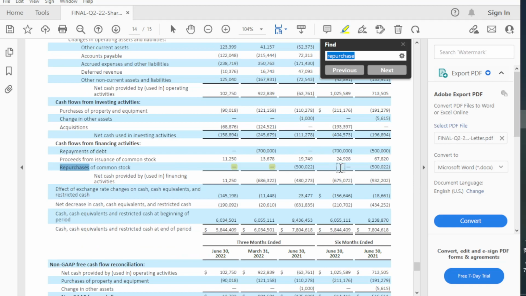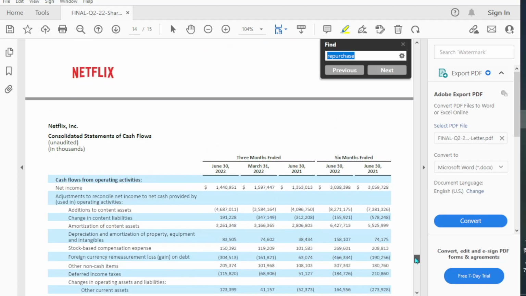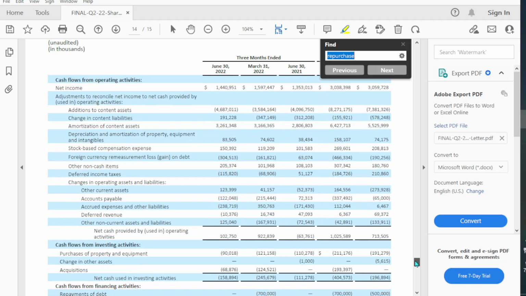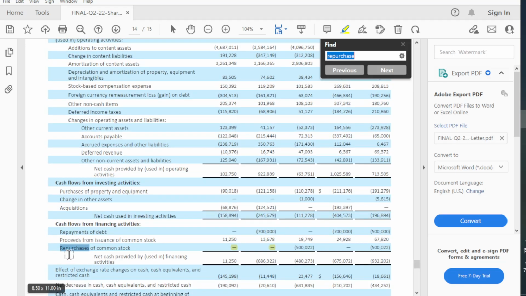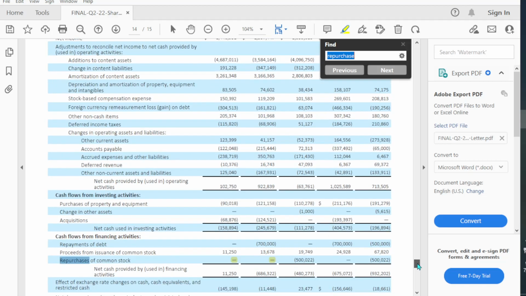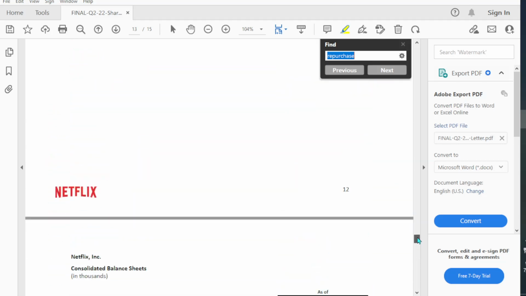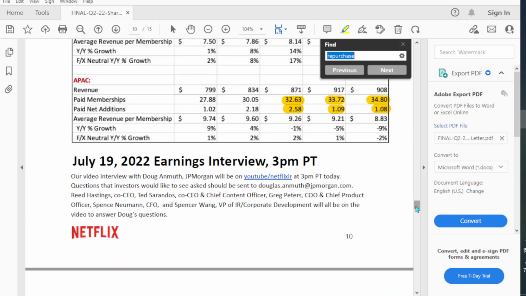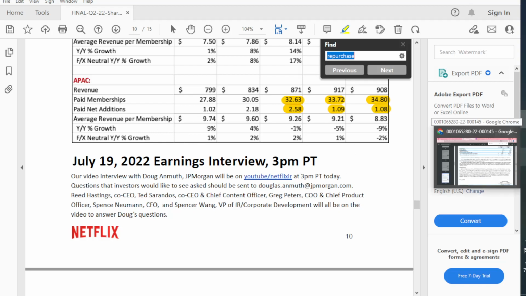There we go. So right here, it's called the Consolidated Statement of Cash Flows. We could see this little line item. It says repurchase of common stock. Notice that it's blank right there. That basically means that they did not repurchase any shares in these last 2 quarters. So you guys, now that I've covered all of this, we're going to look at the technicals real quick.